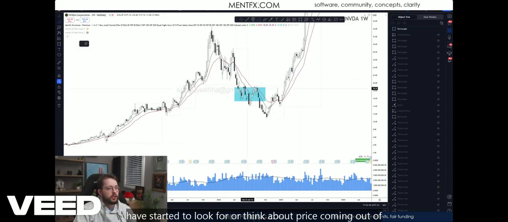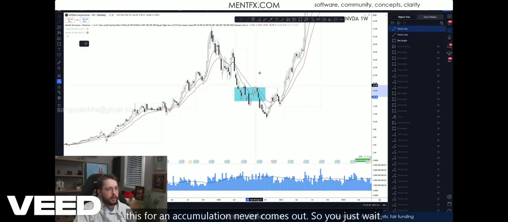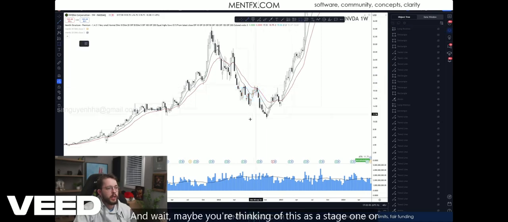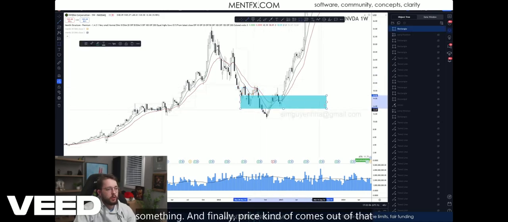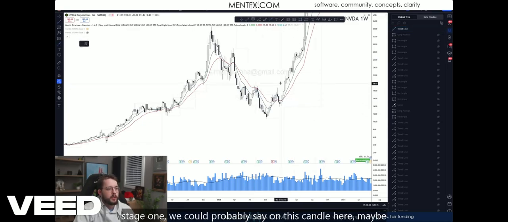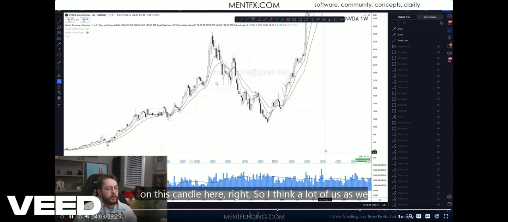So you might have started to look for or think about price coming out of this for an accumulation, but it never comes out. So you just wait and wait. Maybe you're thinking of this as stage 1 or something. And finally, price kind of comes out of that stage 1. We could probably say on this candle here, maybe on this candle here, right?